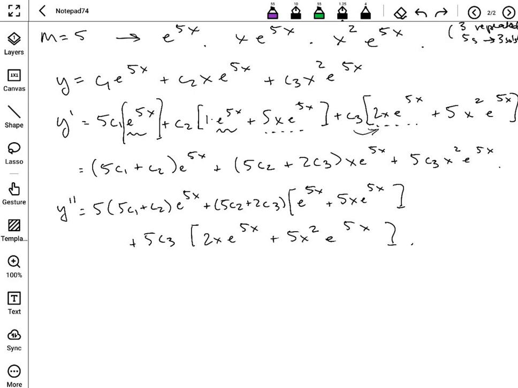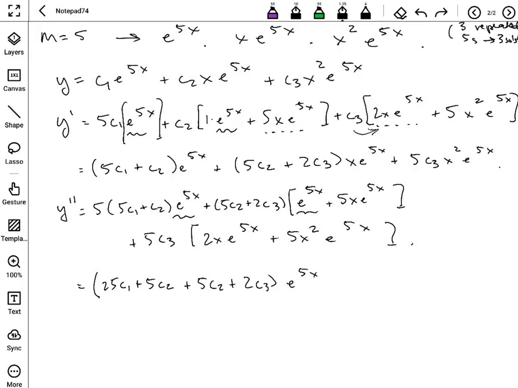So again, I want to combine those like terms. So I've got my e to 5x here and here with no x. So from the first term, just distributing my 5 in, I've got 25c1 plus 5c2. And then from the second right here, I've got plus 5c2 plus 2c3 e to 5x.